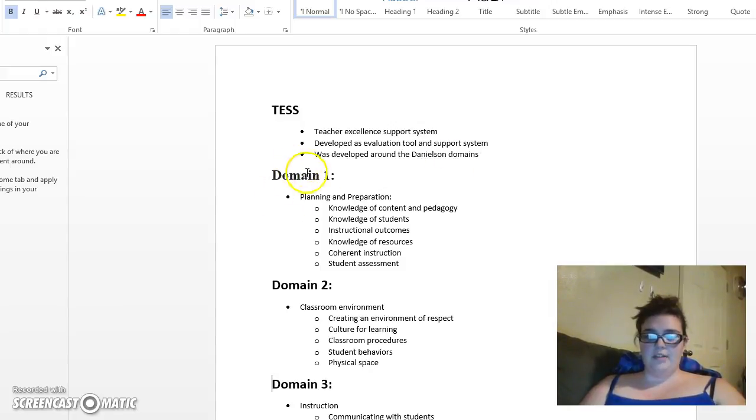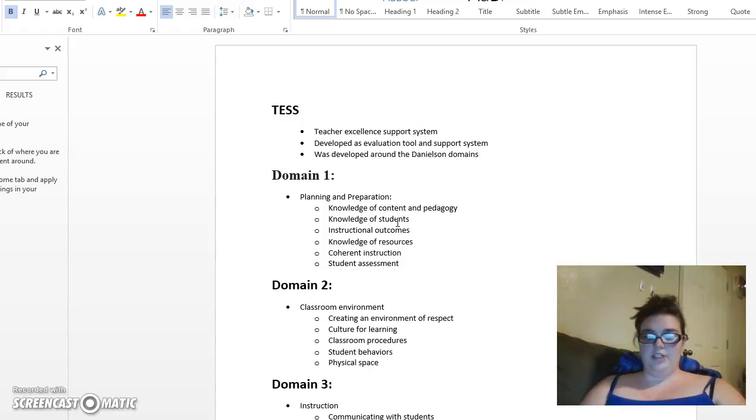in the future. Domain 1 is planning and preparation, and that is knowledge of content and pedagogy, and you need to know your content knowledge so that you're able to convey it to your students. And then knowledge of your students, which is their learning process, and also students with special needs. So you're able to make changes to lessons for those types of students that need that.